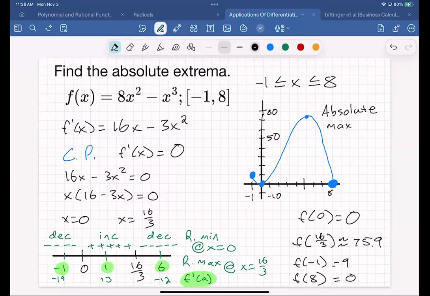And then this is where we would do a couple things. Since we plugged it in to determine this, we would say there's an absolute max of, we'll say 76, just for the sake of rounding, an absolute max of about 76. Okay. And it occurs at x equal to 16/3.